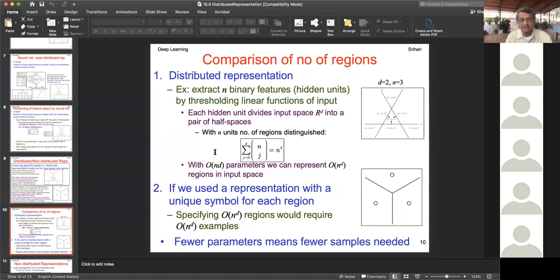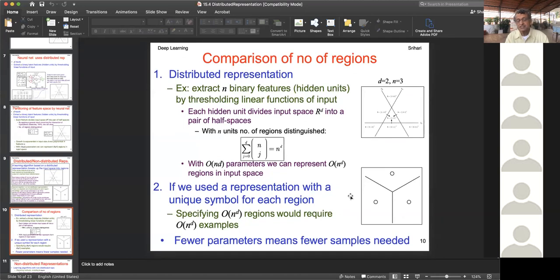So we already said that the number of regions we get with a distributed representation is n to the power of d, where n is the number of hidden units and d is the number of inputs. So what does it correspond to in the symbolic representation? To specify order n to the d regions, because that's what the distributed one is doing, we would require order n to the d examples. And so if you want that many regions, you would have to have that many samples. Whereas the first one is saying that the number of parameters needed is much smaller.